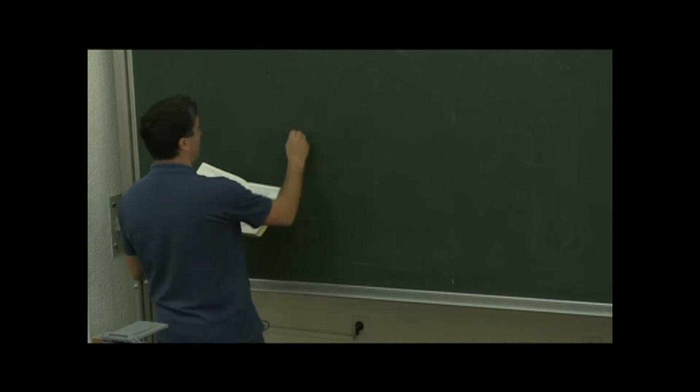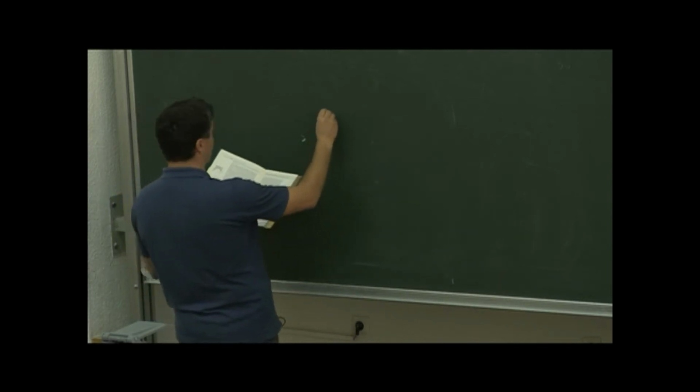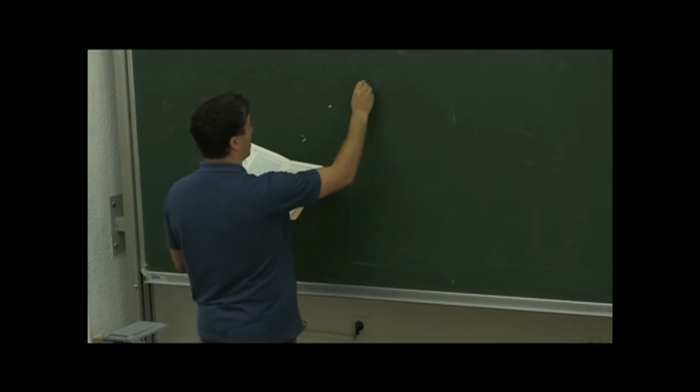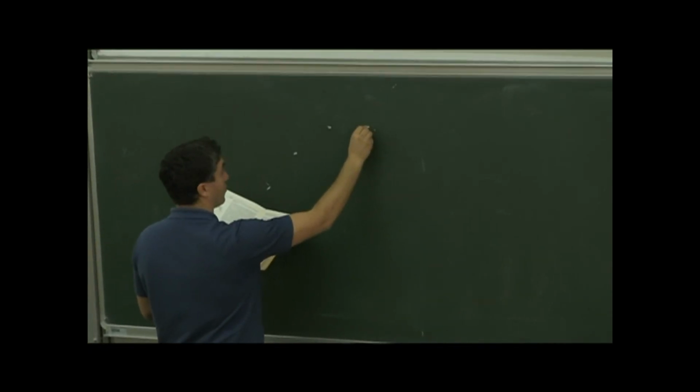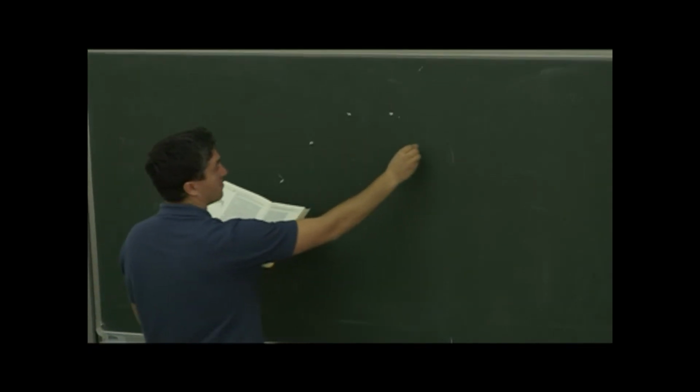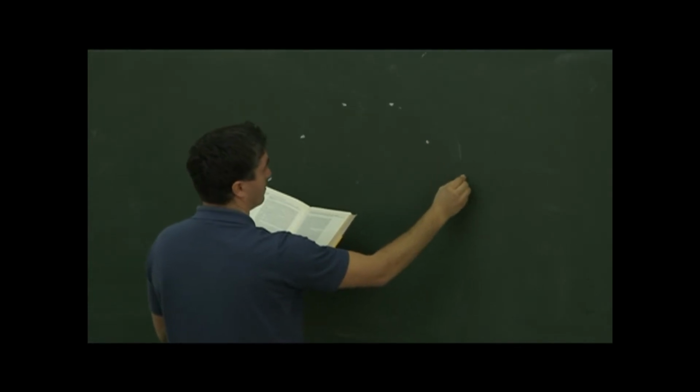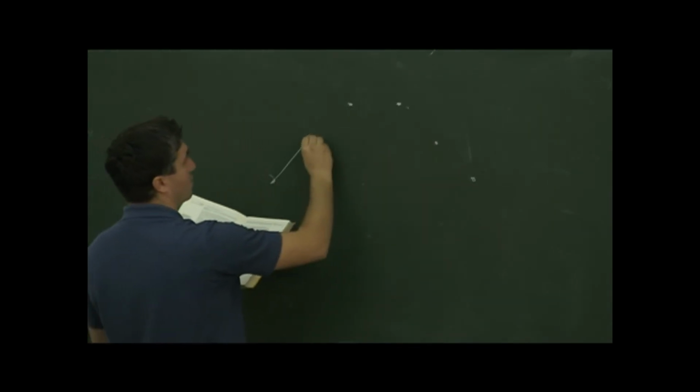So here, just assume, for example, we have computed an intermediate hull up to this point. So this is my convex hull.